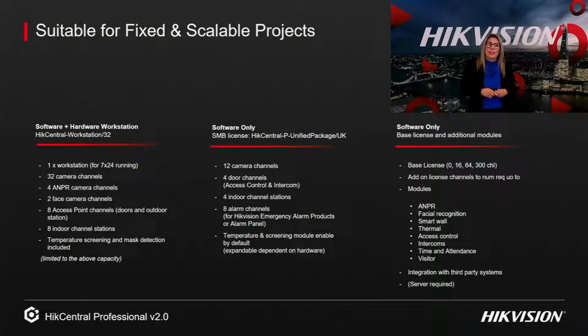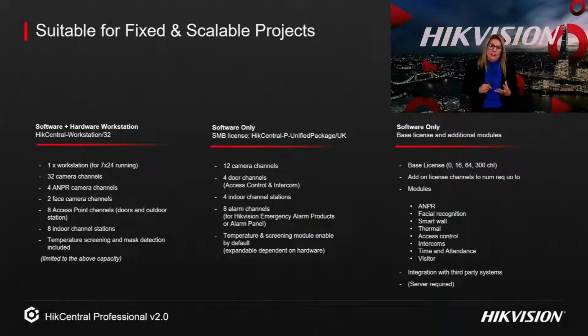And we do have a software requirements form, so we can send you that so you can look at the specifications that you may need for the hardware requirement. Now, this SMB license, we like to call it, because it's for small, medium businesses, comes complete with 12 camera channels, 4 doors, 4 intercom monitors, 8 alarms, and the temperature screening as standard. Now, the great thing about this one is you can expand it. If you want to add an ANPR license or the smart wall module or extra cameras, you can do.